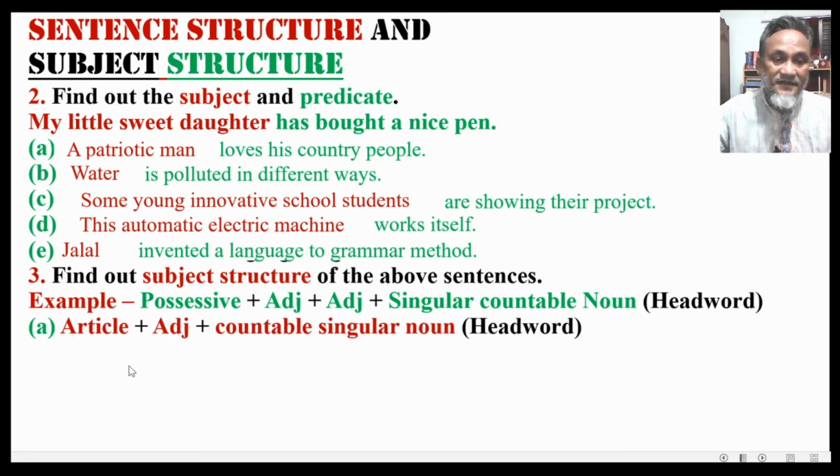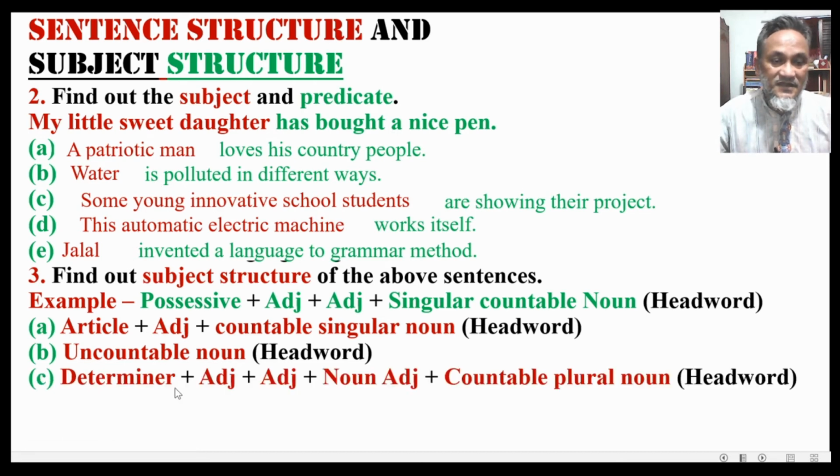Then number A: a patriot man. A is an article, patriot is an adjective, and man is a countable singular noun, and man is the head word, and it's a singular subject. That's why you use s or es after the verb. Then number B: water, an uncountable noun, and it's the head word. It's a singular subject. So use here each.